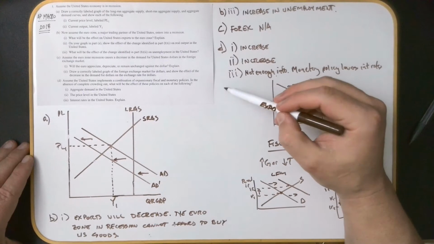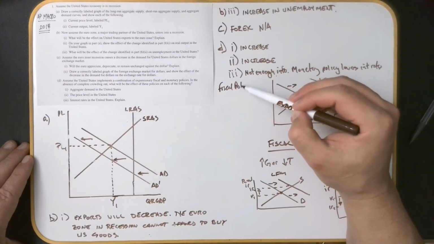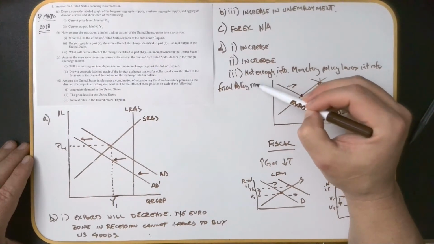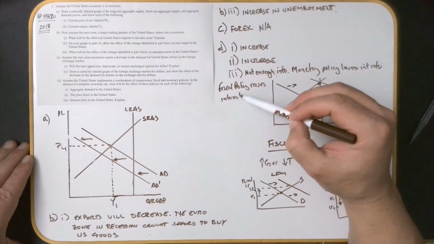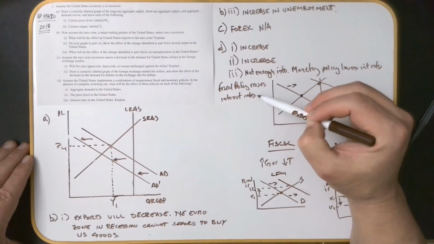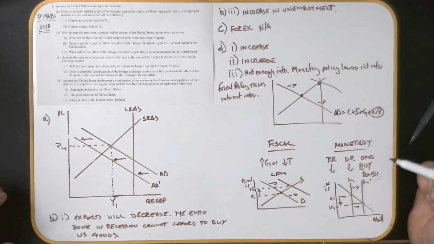And I'll put this in over here. Fiscal policy raises interest rates. So you need more info about which one had the bigger effect.